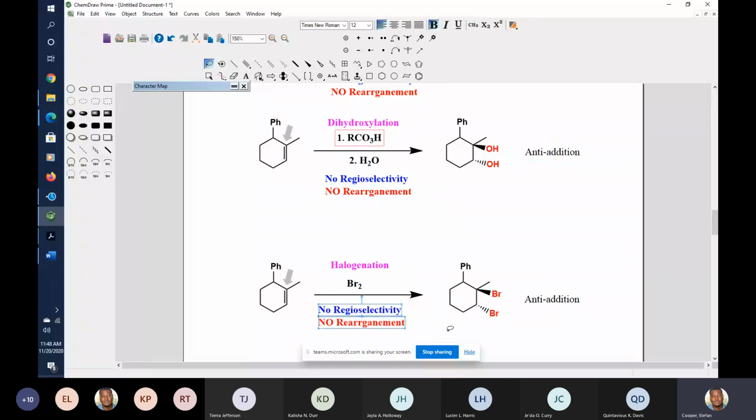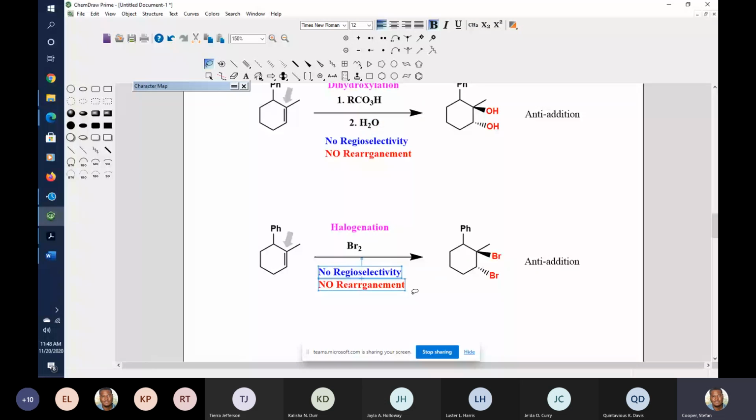There's none, right? How do I know there's no regional selectivity? Where did the heavy atom go? Well, it went to the carbon that had the methyl and to the carbon that had no methyl. So I can't say there's any regional selectivity. Both carbons are getting the same atom. Is there any rearrangement here? There's no rearrangements.